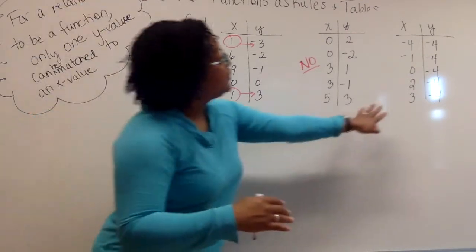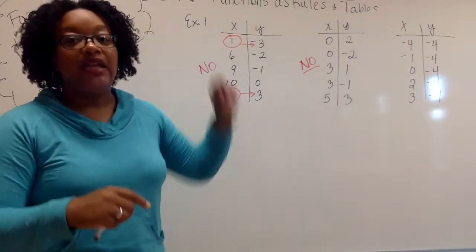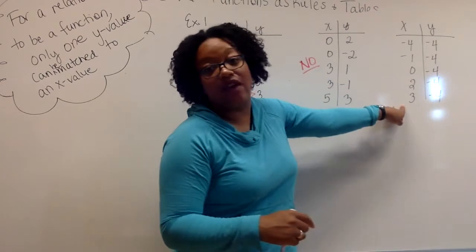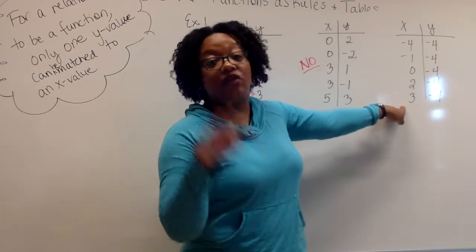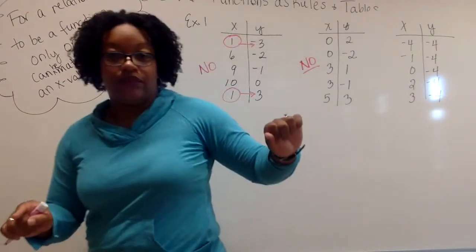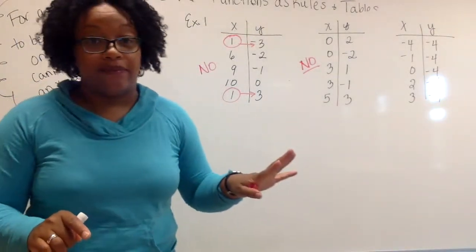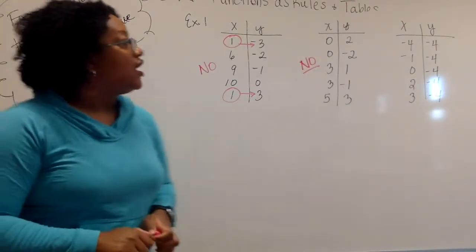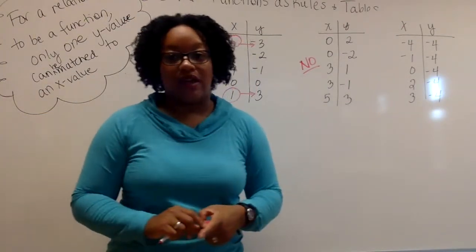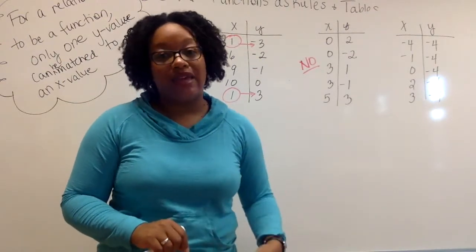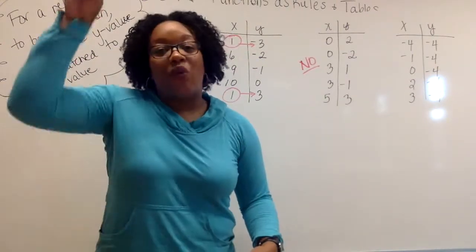Now, this is our last table. We are happy to announce that we have no repeating x values. Every input value is different. That's awesome. But then you look at your y's. Your y's are all the same. But remember, the rule doesn't say that the y's can't double up. It's just the x's that can't repeat. The only time the x's can repeat is if the y's are the same.